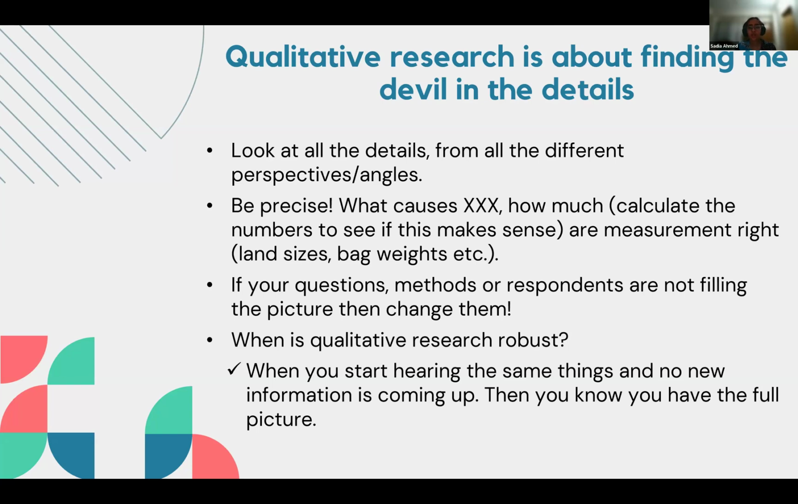So you will look at the details from all different perspectives, from the different people and the locations and angles. Qualitative research helps us to be precise. We know what causes what, but we also know how much that impacts, how much of X will cause how much of Y. And we will know if the measurement systems we have are the right ones. Like we can see what different measurements people have, land sizes, bags, weights, and so on. These will all be different in different locations, and we can incorporate that understanding into our assessment of what is happening or why, to what extent people change.